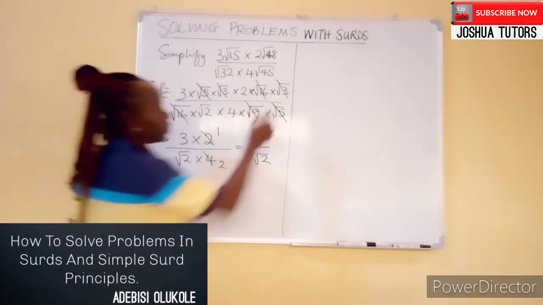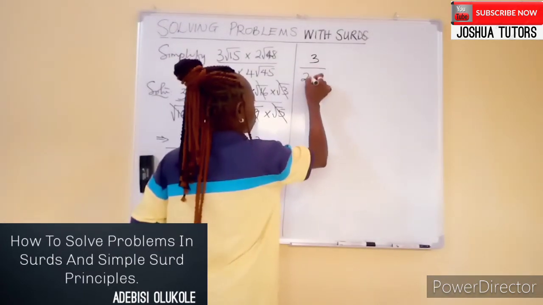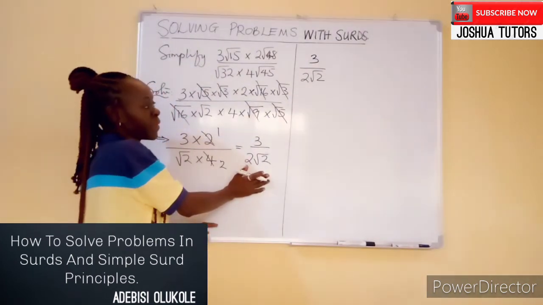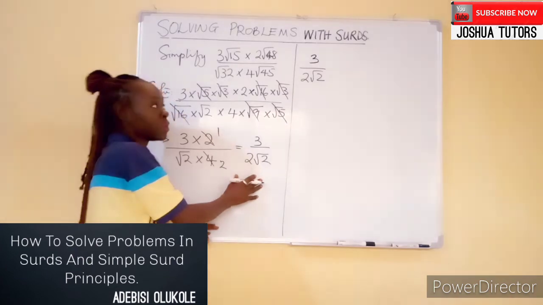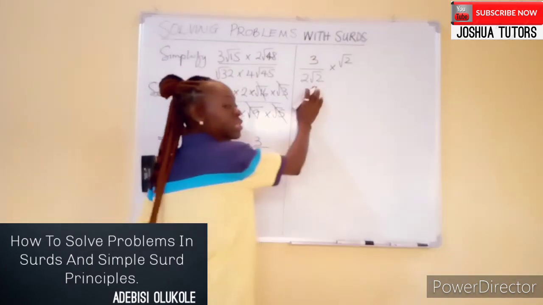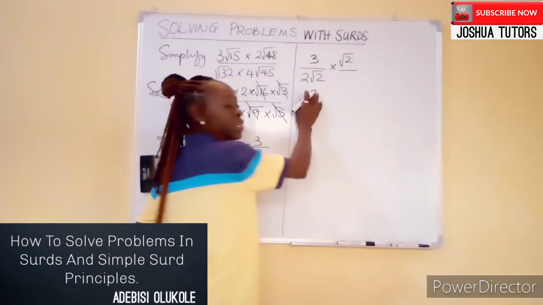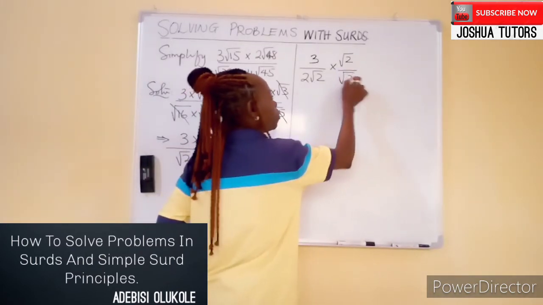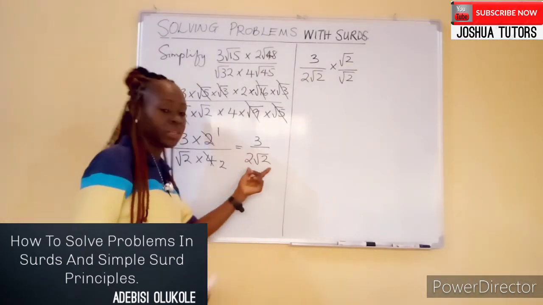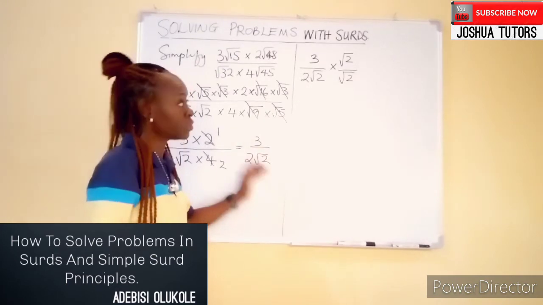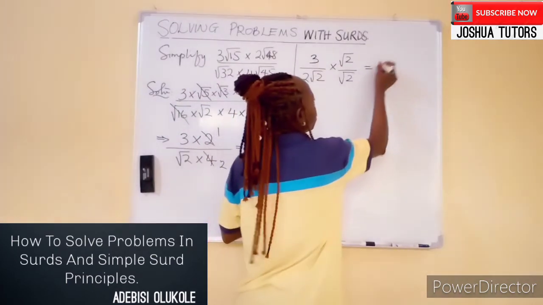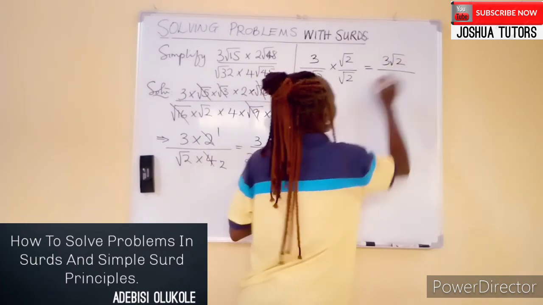So let's go. I have 3 over 2 surd 2 as the answer which I arrived at here. And then to rationalize this expression, I'm going to multiply the numerator by the surd 2 at the denominator and the denominator by the same surd 2. This is how to rationalize a fraction when there's a surdic expression at the denominator. So let's go. 3 times surd 2 gives me 3 surd 2 over.